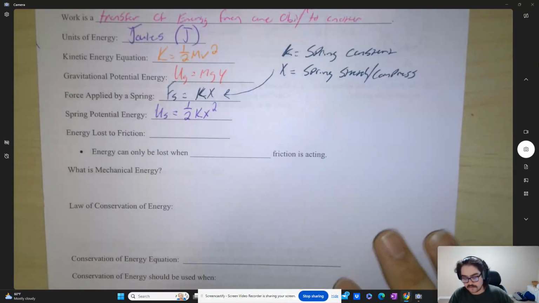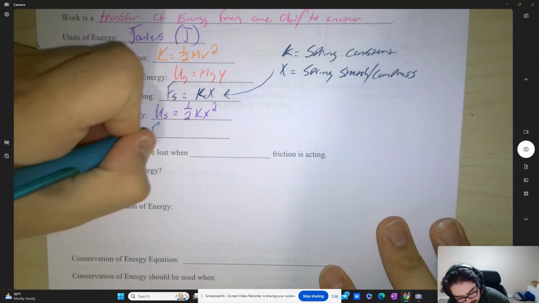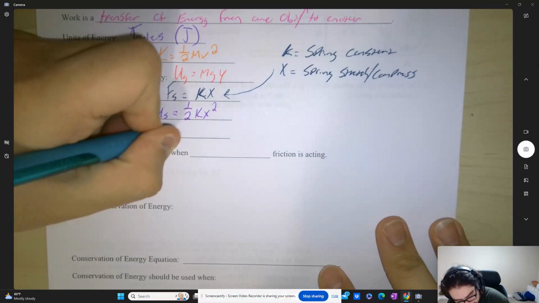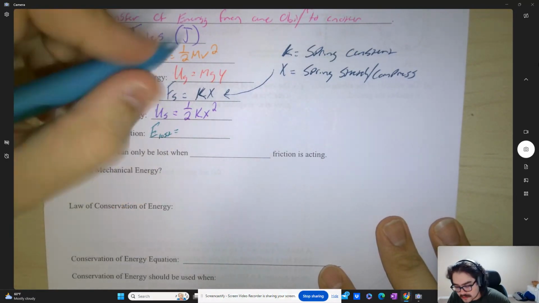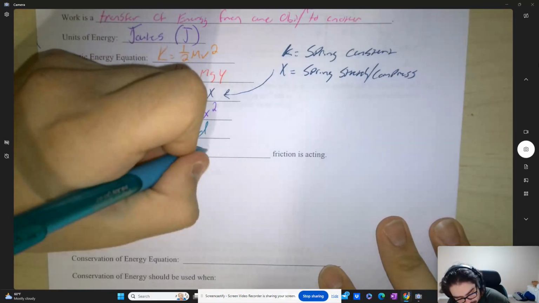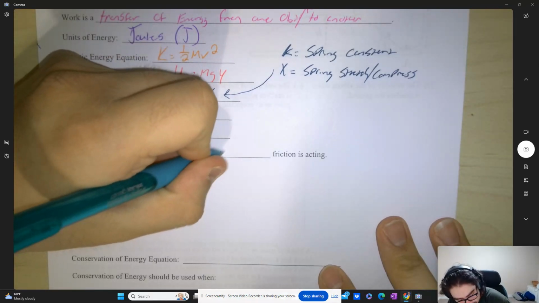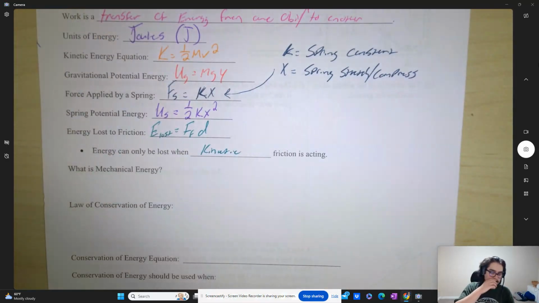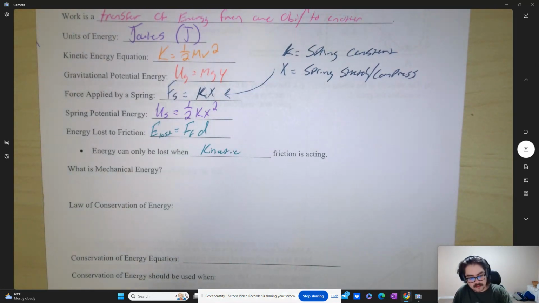You can lose energy to friction, and I'm going to call this E lost. To dissipate energy, you need to have friction, and it can only be lost when kinetic friction is acting. It doesn't make sense for static friction to dissipate any energy because you're not moving, so you're not causing any transfer.